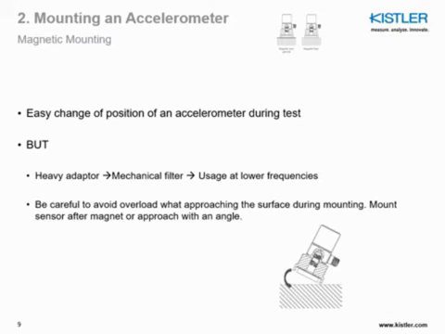Whenever a magnet is being used, we recommend first to mount the magnet on the surface and then the sensor on the magnet. If this is not possible, we recommend to be very careful and approach the surface at an angle as it's being shown in the little drawing here. Try not to just drop the sensor and magnet on the surface, because such a sharp metal to metal impact can be deadly for the electronics inside the sensor.